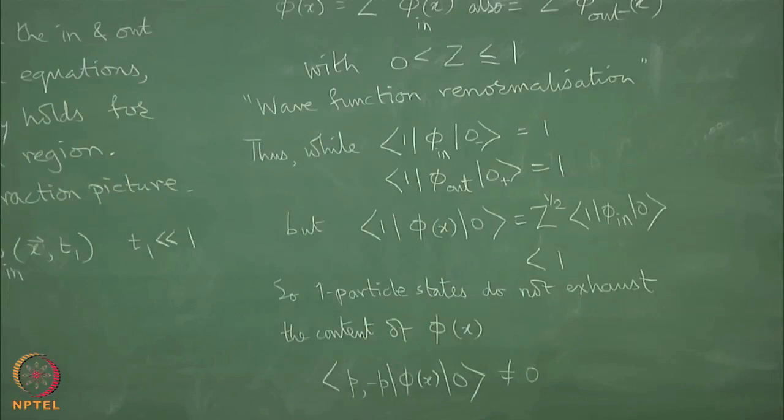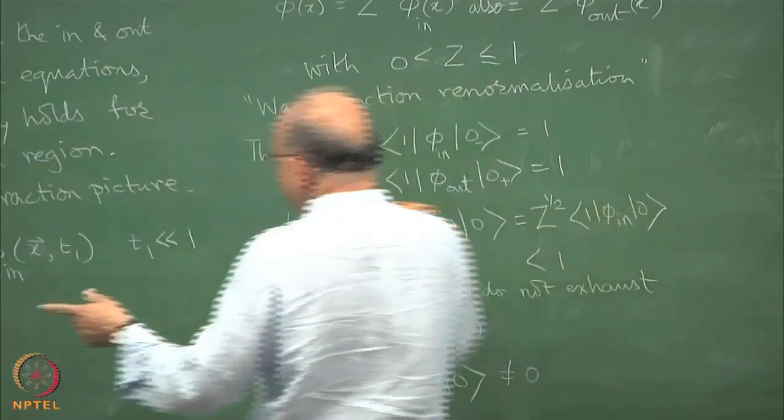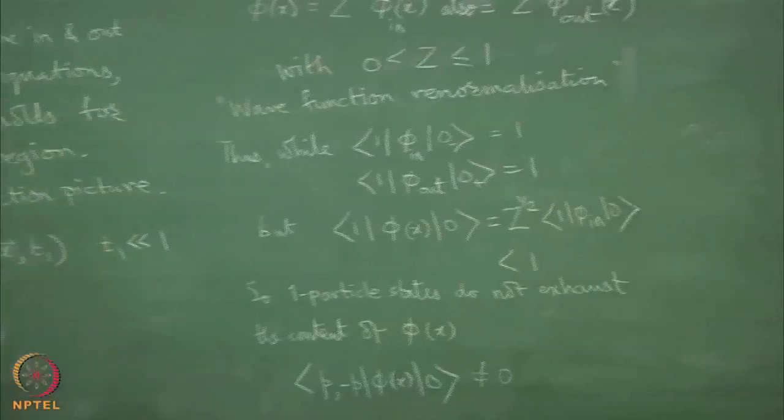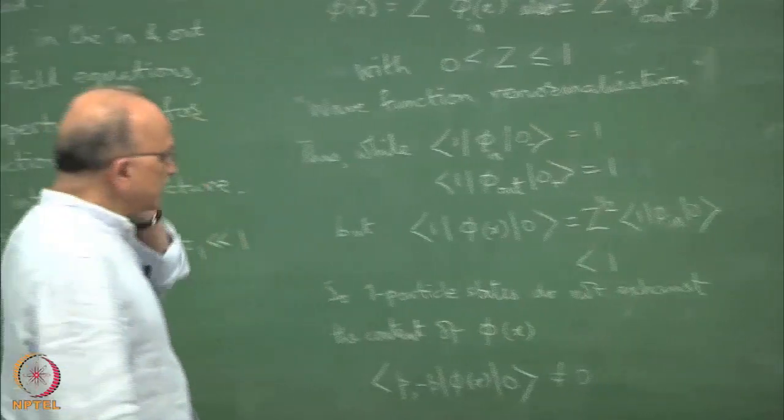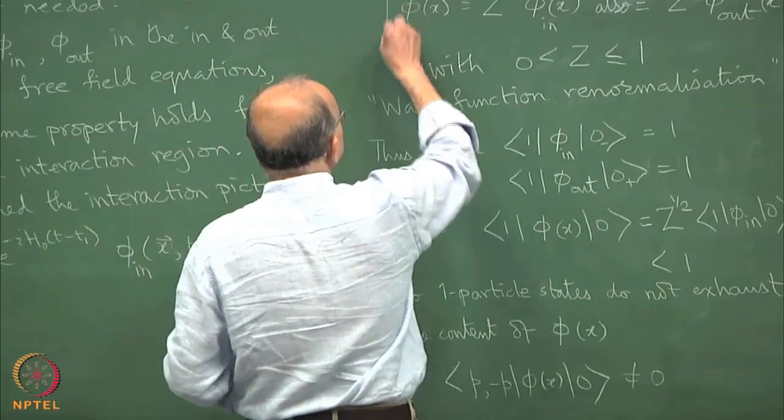So conserve all charges, momenta, everything that you have to conserve in the vacuum, but such states may be contributing to the actual phi. Secondly, to avoid the contradiction with this, we also have to propose that this statement is not an operator statement.